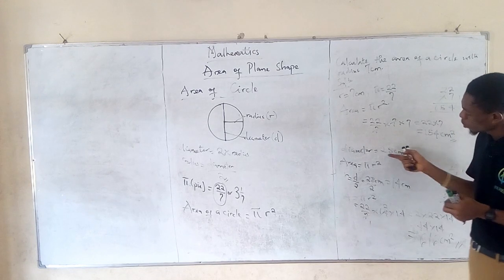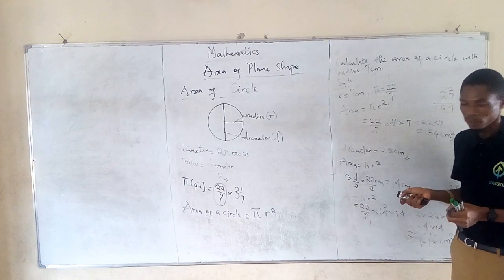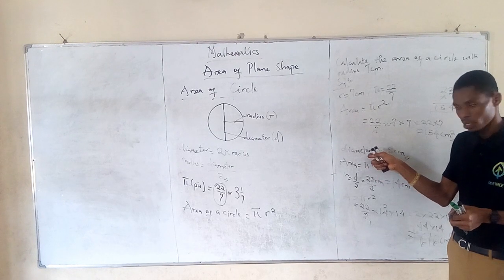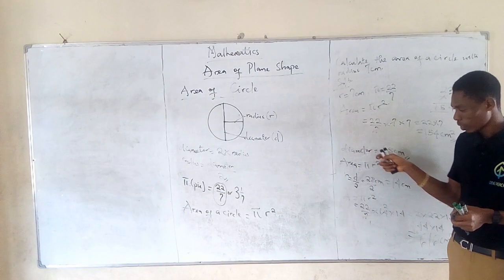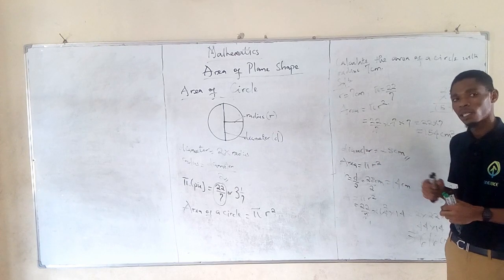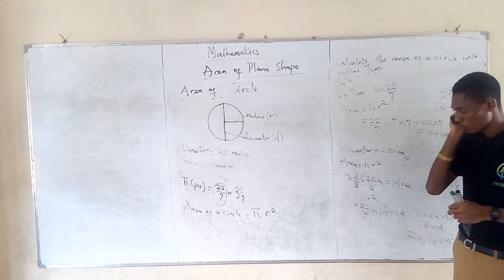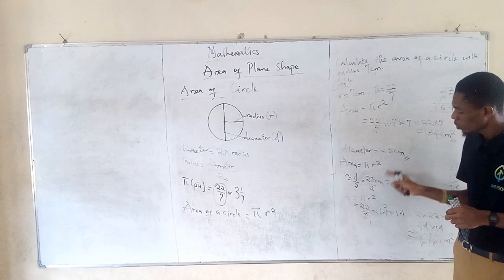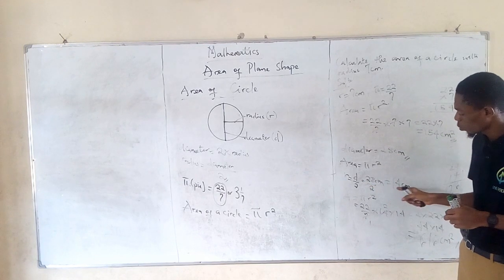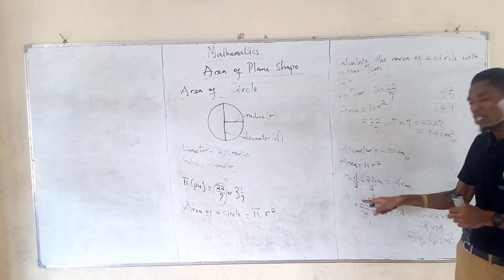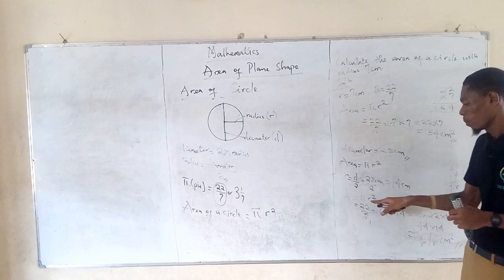And if the diameter is 28, what is the area? The area is pi r squared. We need r and not d. Please take note. For this one, we need r and not d. So convert your d to r, which is d divided by 2. So 28 centimeters divided by 2 will give us the radius. So here the radius is 14 centimeters. That's when you can put it in the formula, because we have the radius.